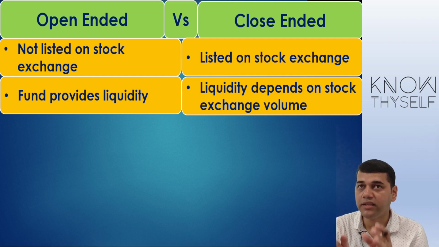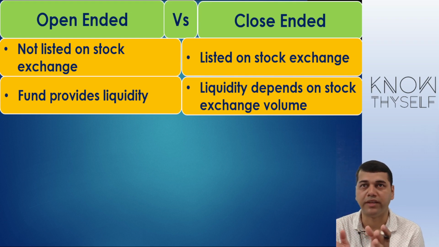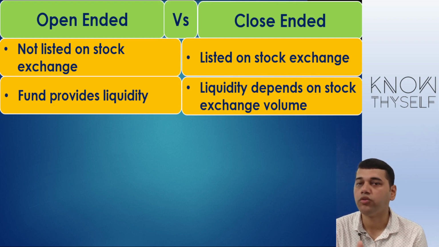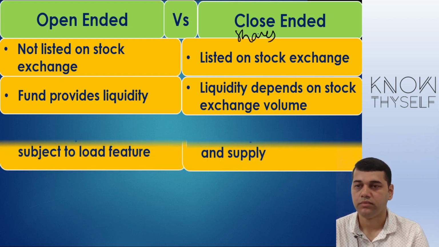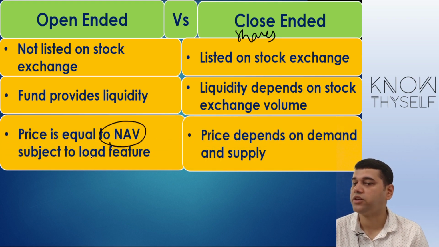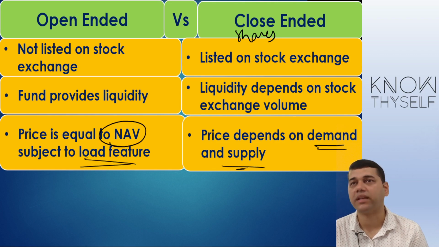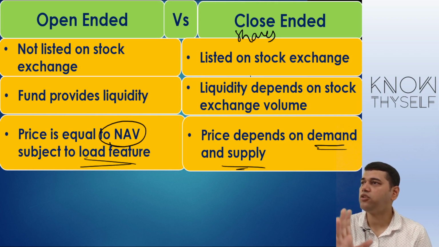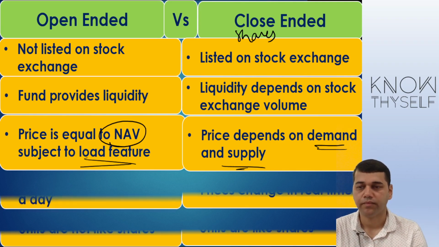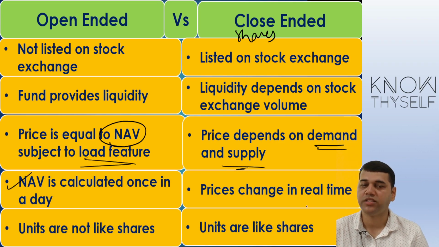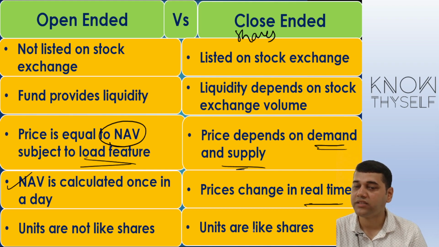In closed-ended, the period is open only for a particular period, like an IPO, which is open only for 7 days. After this, it closes, and they will not return your money until a particular time. In that case, it trades just like shares. Price is equal to the NAV, subject to some load features, which we'll discuss: entry load and exit load. Price depends upon demand and supply in the market, because afterwards the mutual fund has no role to play here. They will publish their NAV, and the people holding the units are going to trade. NAV is calculated once in a day, while prices change in real time just like shares. Units are not like shares, but here units are like shares.